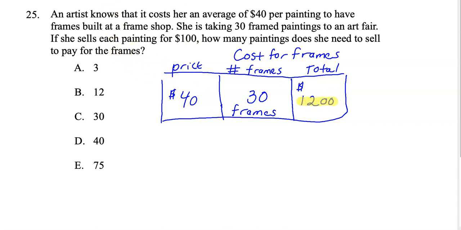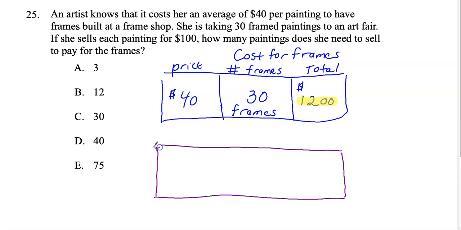Now let's make another table to represent her sales. And I'll break it up like this. I'll put here sales price. I could title this too and call it her revenue or something like that. Let's put number of paintings that she sells. Number of paintings sold. And let's see her total revenue.